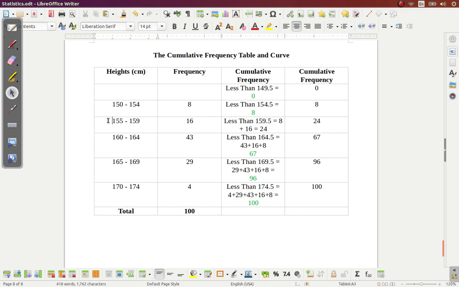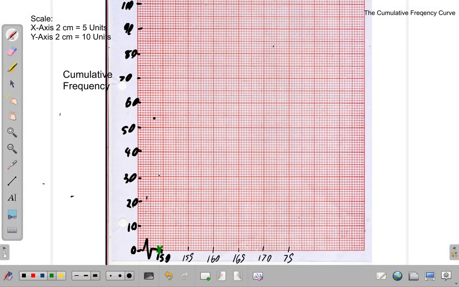The lower boundary of this is the same, 154.5. Upper boundary of the first class is 154.5. That's where it stops. The lower boundary, where this starts, is 154.5, the same 154.5. So, how many persons were shorter than 154.5? It was 8. Shorter than 154.5 is 8.